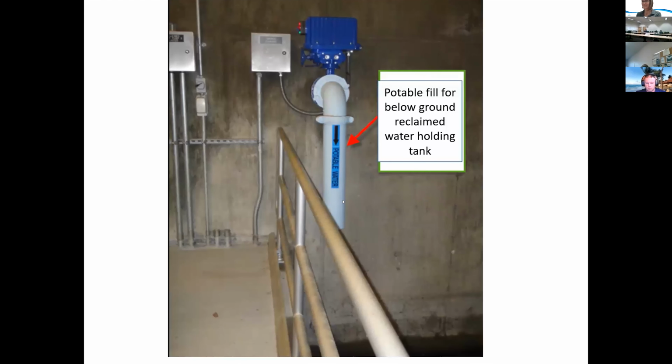Oh, this was a fun one. So this was at a wastewater treatment plant. This was their reclaimed water that they would send to a couple of golf courses. But sometimes they didn't make enough reclaimed water, so they had a potable water makeup line that would keep this tank full so they can keep the golf courses irrigated.